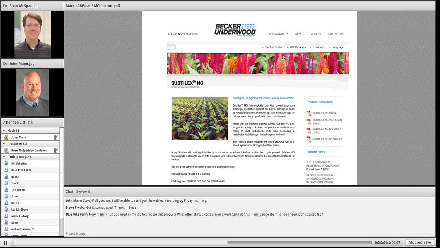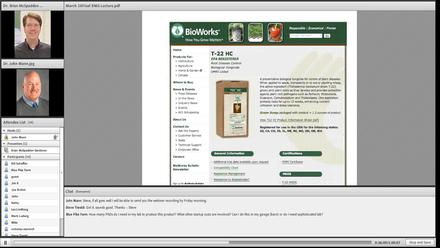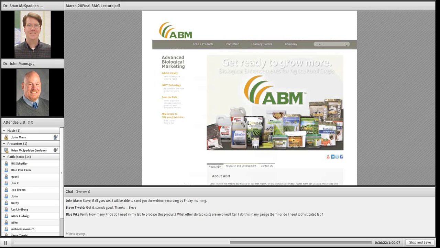Becker Underwood is a mid-sized company. It's a public company, but they have been in this space for a while. They've produced Subtilex, again, another bacillus seed treatment that can be combined either with other chemicals or with their rhizobia. And then you have smaller established companies such as Bioworks that has other microbials. These are based on fungi that have a beneficial effect.